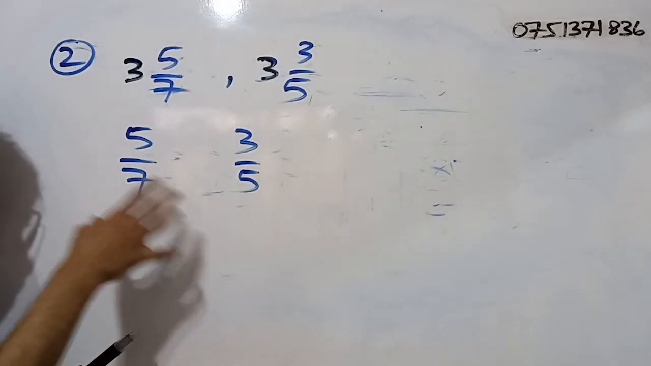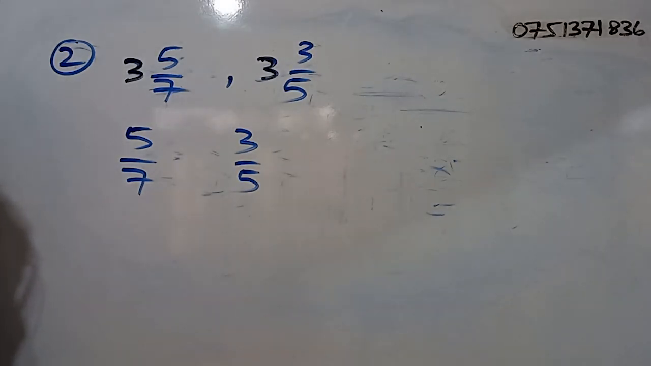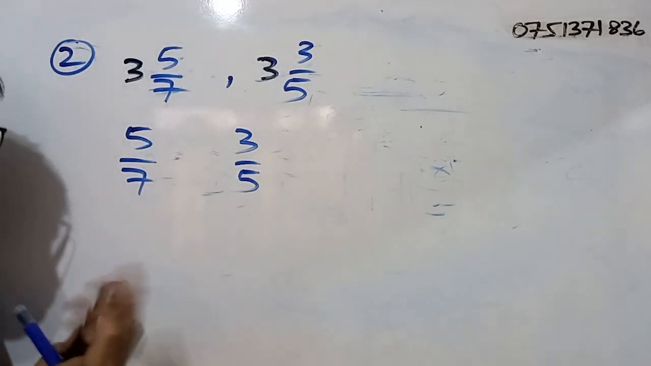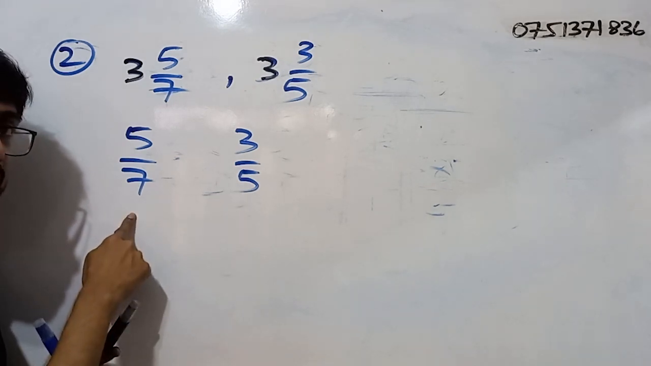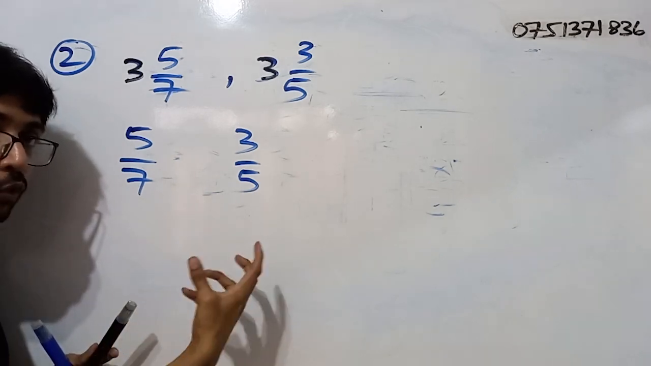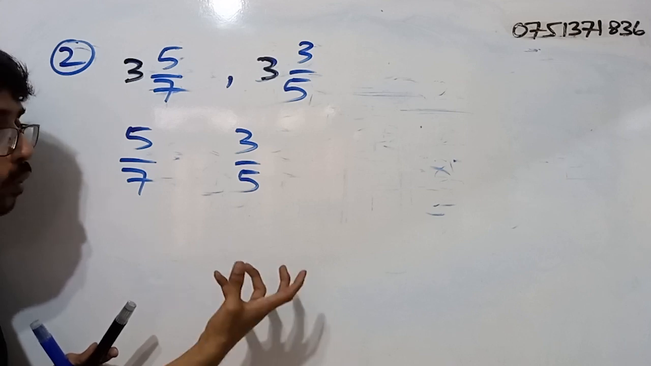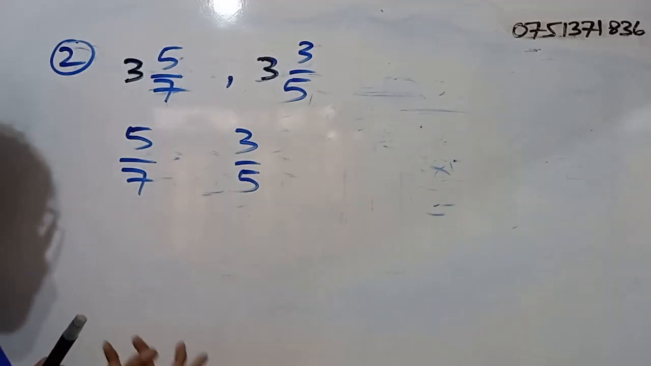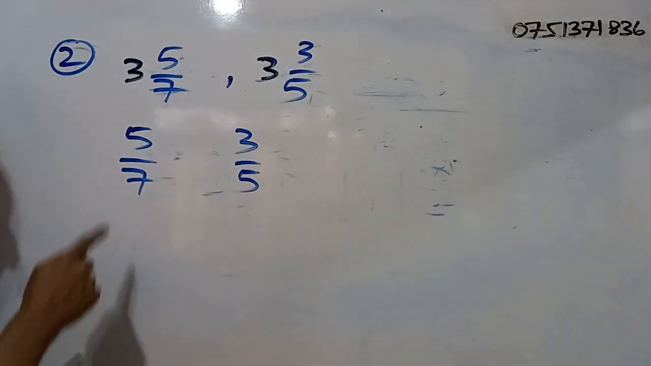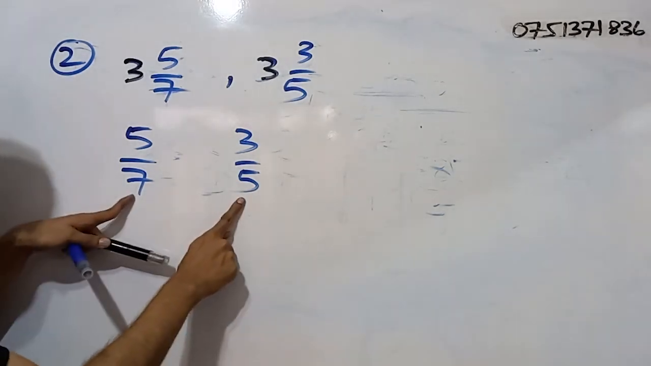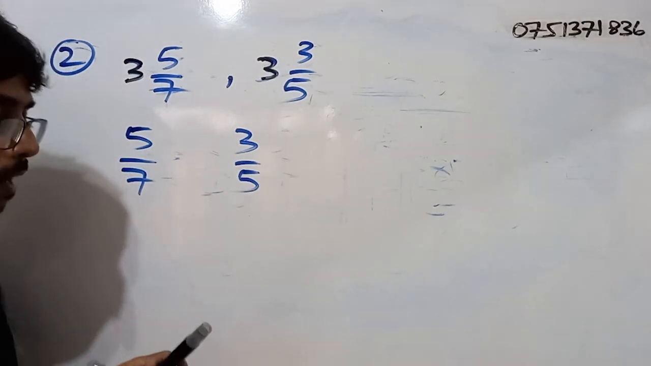Now, comparing fractions of this format, you learned in Grade 6. So what do we have to do? We have to make these two fractions have the same denominator. So now you know we have to calculate the LCM, the least common multiple. Out of these two fractions, if we consider the denominators 7 and 5, what is the LCM? 35.